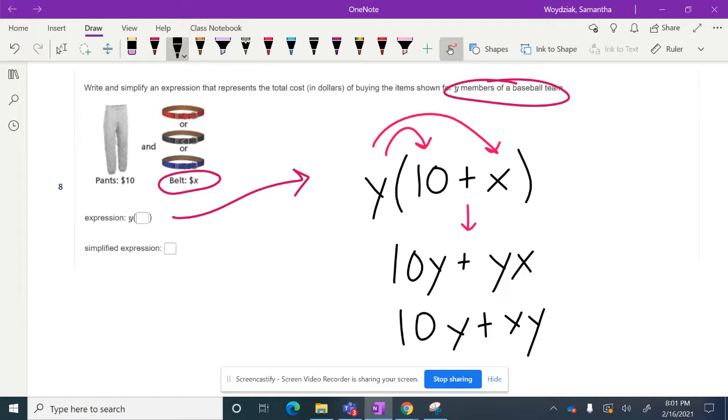Now, if we were to be given numbers, we would be able to solve these. So this is going to be my simplified expression. Either of those would work because, again, the commutative property lets us flip those around. But I hope this makes sense. Let us know if you have any questions.